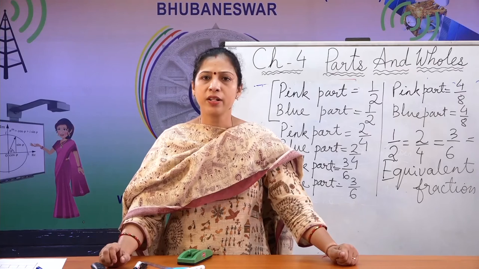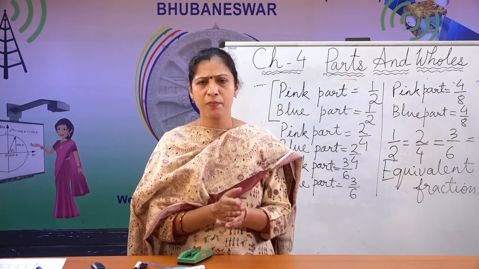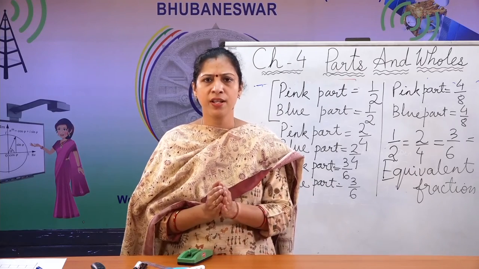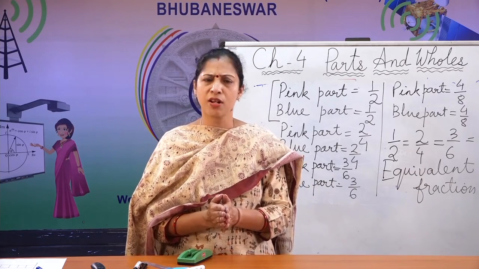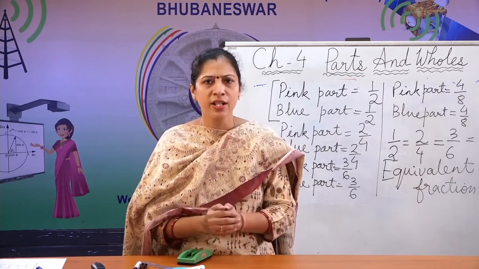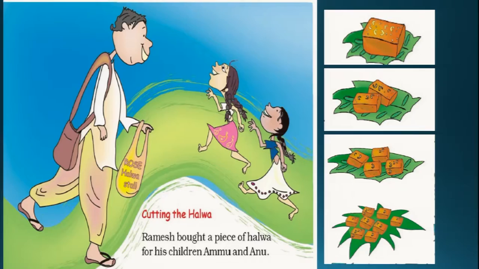Then Ammu and Annu said, Papa, this halwa piece is too big. Can you divide it further into small pieces? He said, okay. Again, he took that half and divided it into half. Then Annu said, Father, this is also again big. Can you divide it into little smaller? He said, okay. Then he took that part and further divided it into half. So you can see here that the first part is shown over here. This is the biggest piece of halwa, and it is divided into two equal parts.